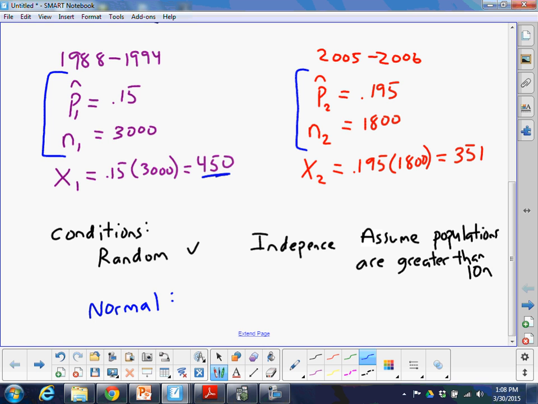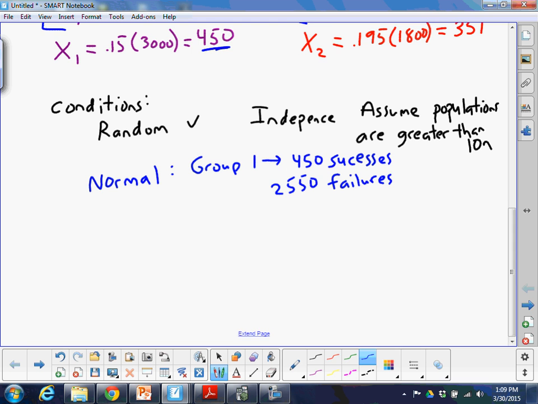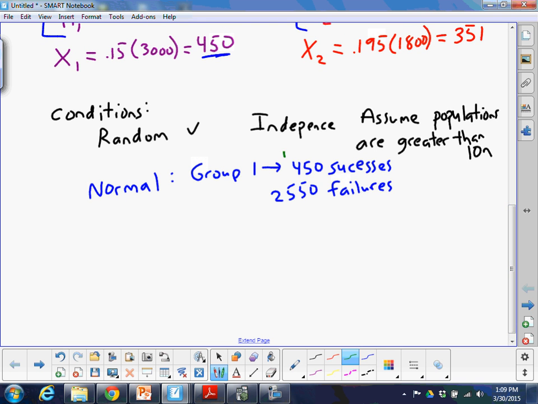So for group one, which is the first time frame, we know there's 450 successes. This is the same as doing n times p. And how many failures would there be if there's 3,000 total? That would be 2,550, considered failures, meaning they did not suffer hearing loss. That's the way we're wording it, but that's basically what your n times 1 minus p would be. Just make sure we're clear where those came from. This is n1 times p hat 1, and this is n1 times 1 minus p hat 1. Those are both greater than 10.